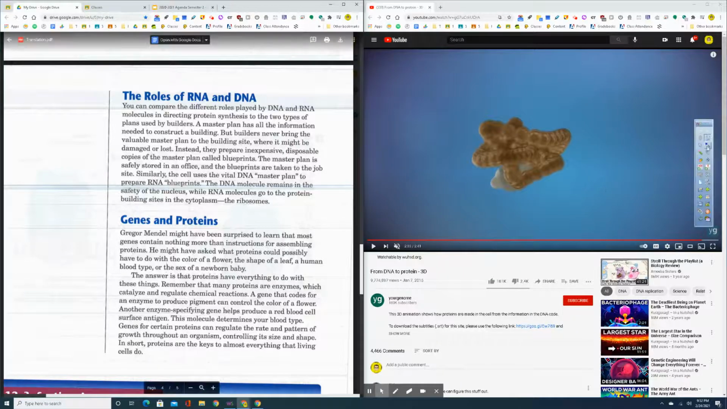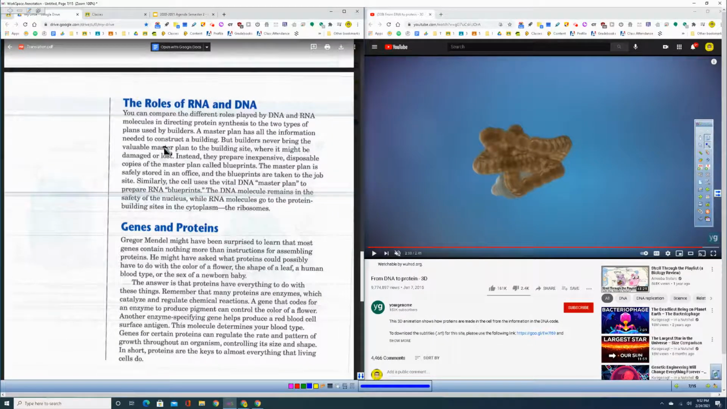So that's very important there, right? So they're comparing the building of a protein to the building of any structure or a house or a building and so forth. So you've got to remember that DNA is the master plan and RNA are the blueprints. They're the copy of that master plan.